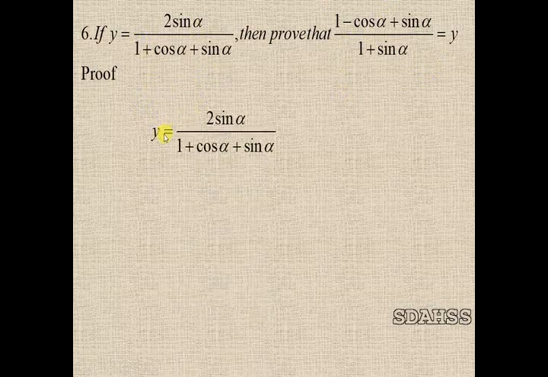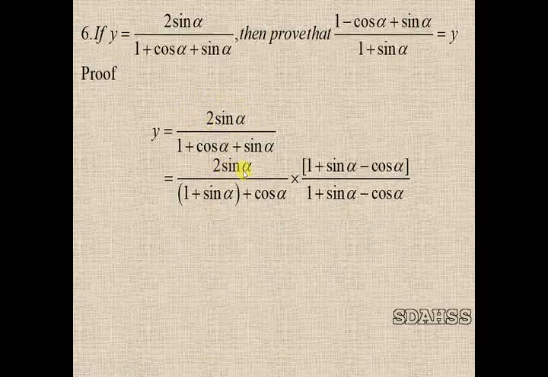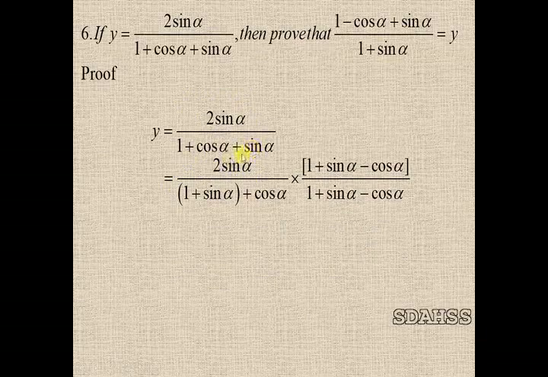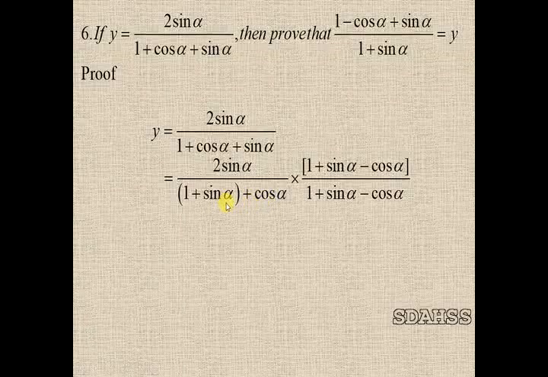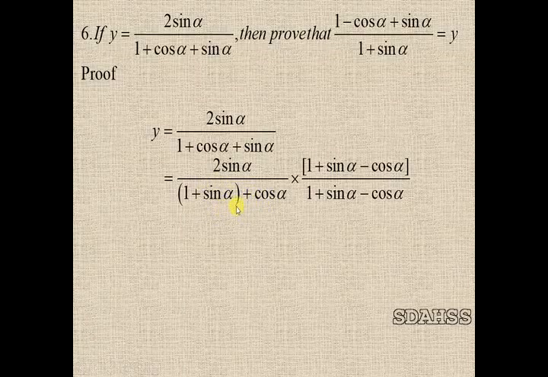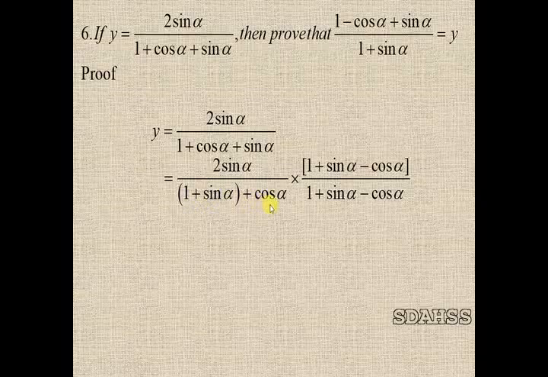Consider the given statement y is equal to 2 sin alpha divided by 1 plus cos alpha plus sin alpha. You keep the numerator as it is, 2 sin alpha divided by 1. Just interchange the two terms, so this becomes 1 plus sin alpha plus cos alpha. Then multiply the numerator and denominator by its conjugate. Its conjugate is 1 plus sin alpha minus cos alpha.